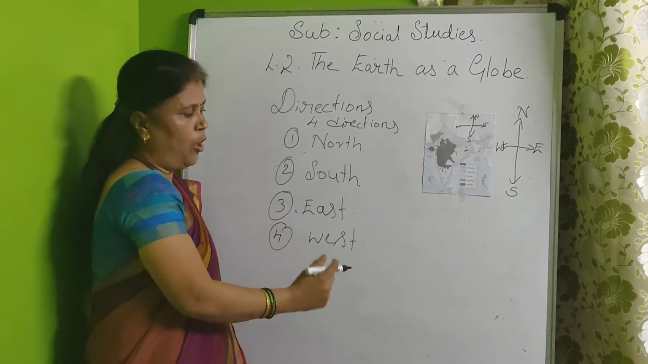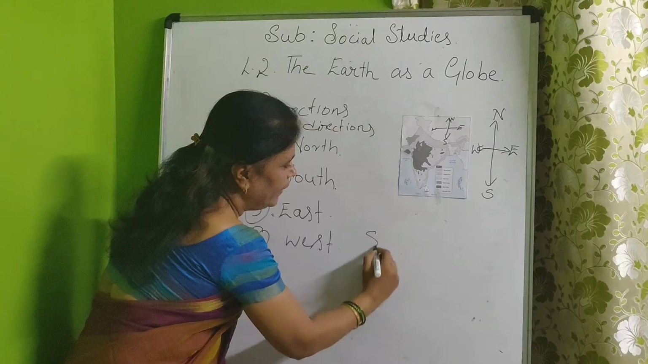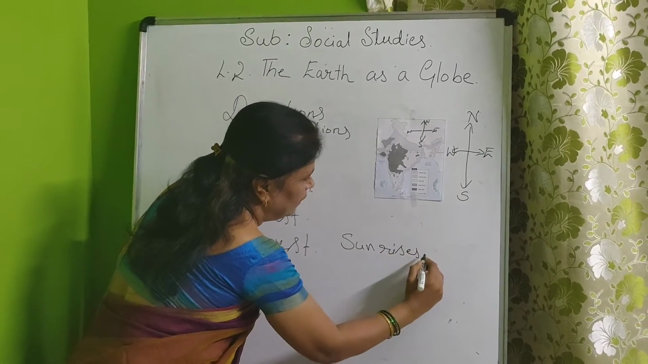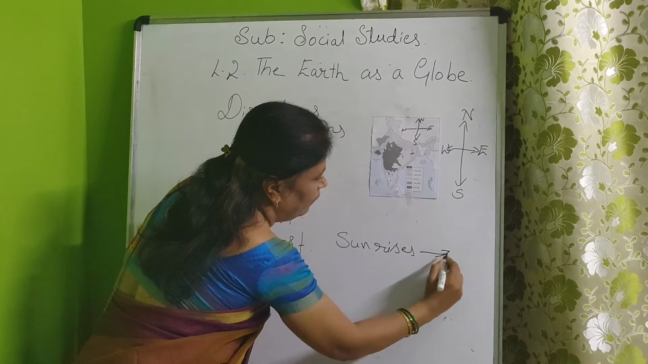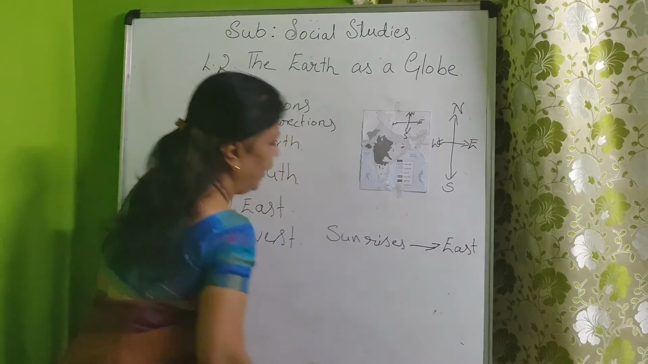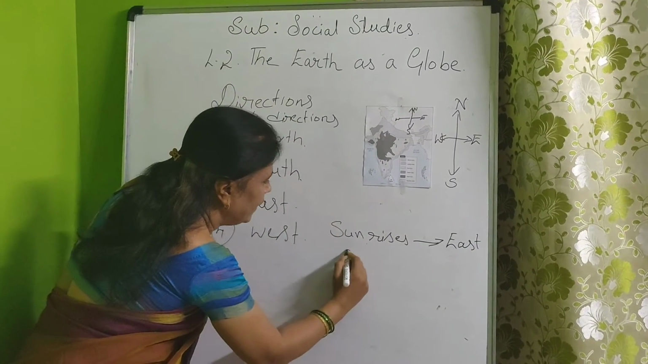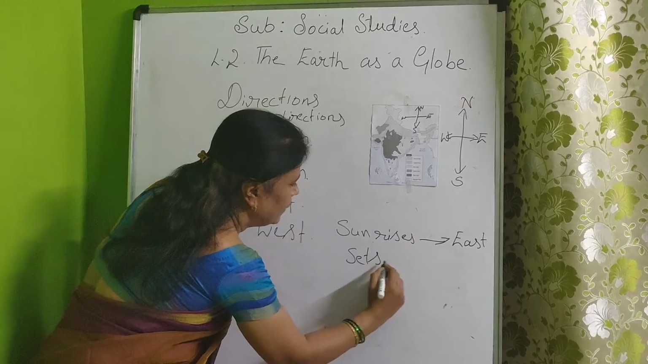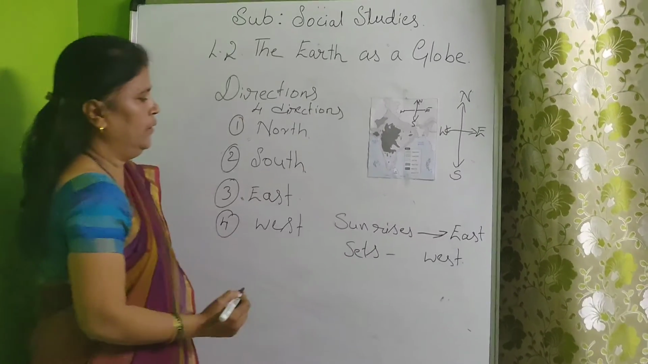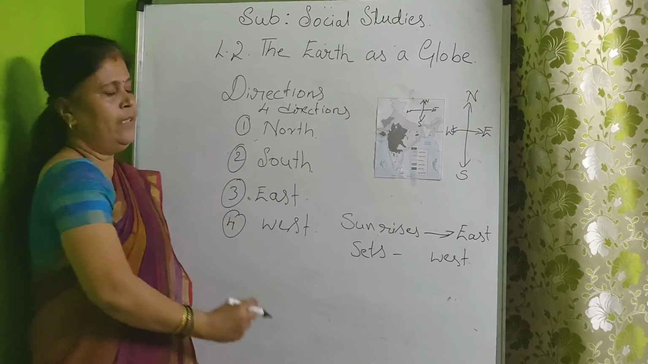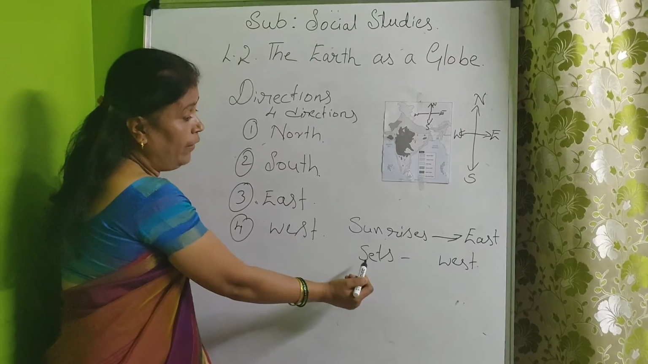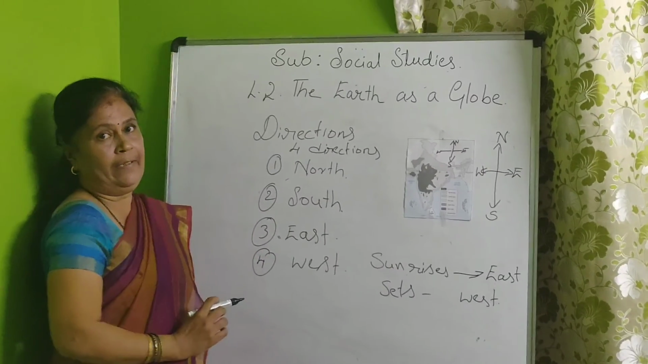Children, as we all know that the sun rises in the east. Sun rises in which side, children? East direction. Sun rises in the east direction as well as it sets in the west direction. Understood, children? Sun rises in the east direction and also it sets in the evening, that is in west direction.